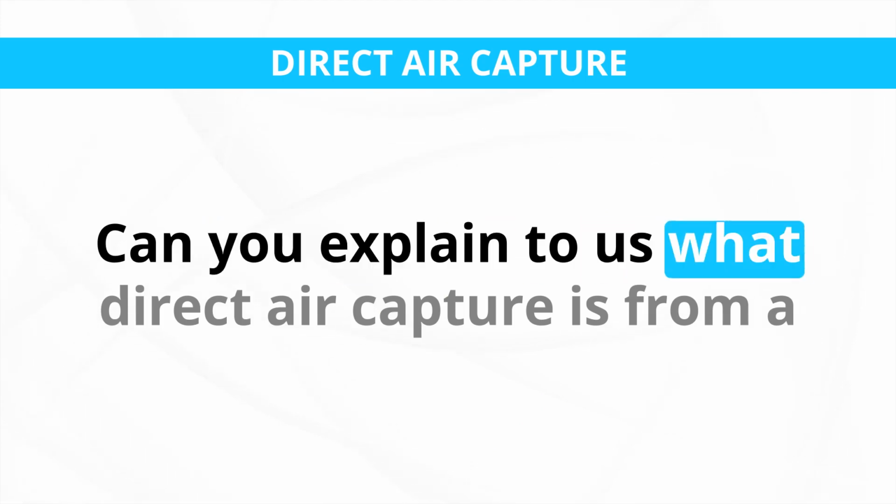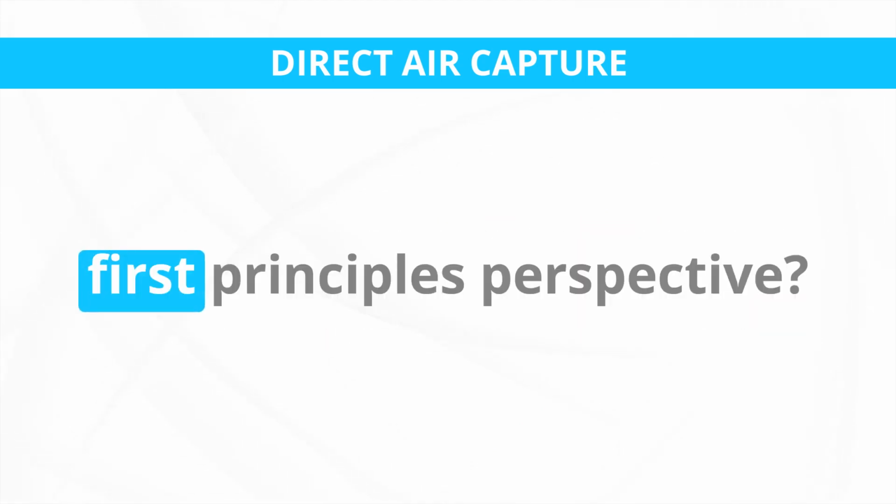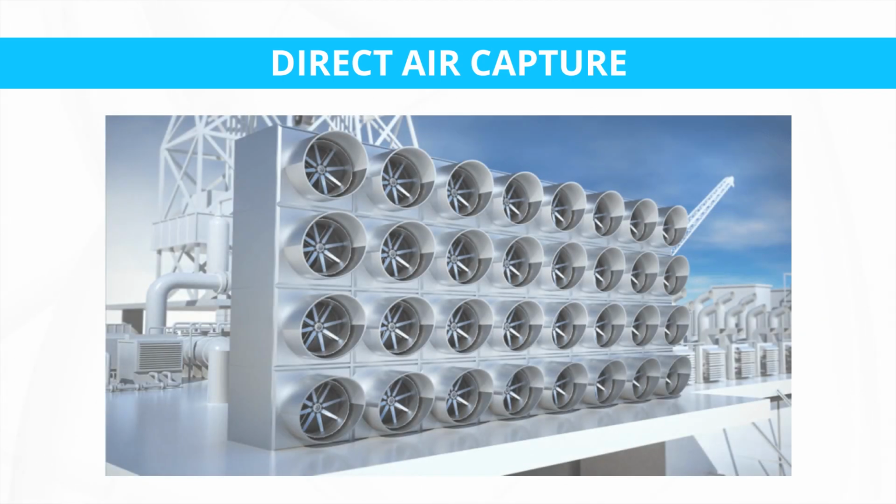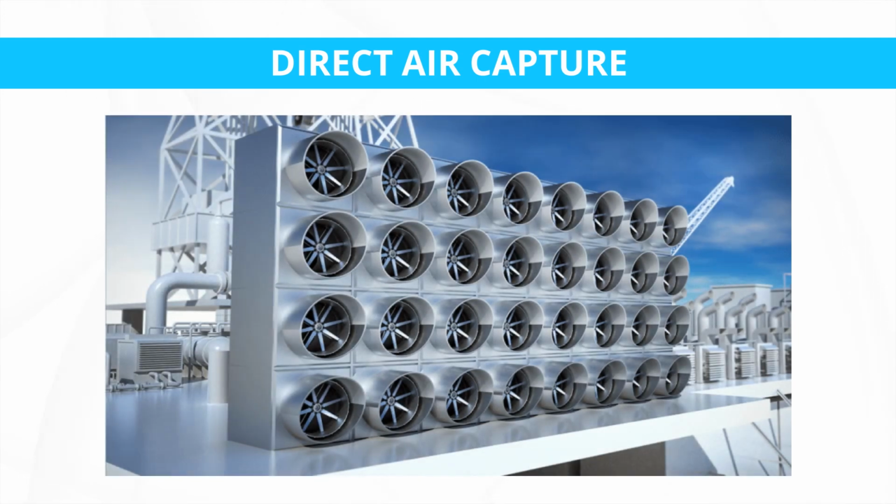Can you explain to us what direct air capture is from a first principles perspective? Direct air capture is a type of machine that chemically removes ambient carbon dioxide. So this is a machine that is built with the purpose of coming into contact with large quantities of air that contains CO2, which is all the air around us. And these machines are designed with chemicals that have a really strong affinity for carbon dioxide.